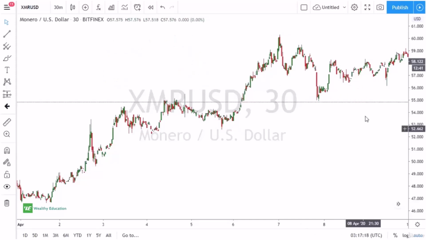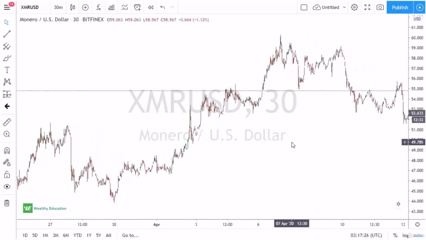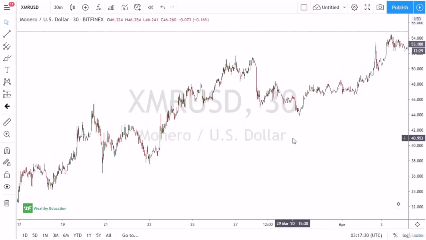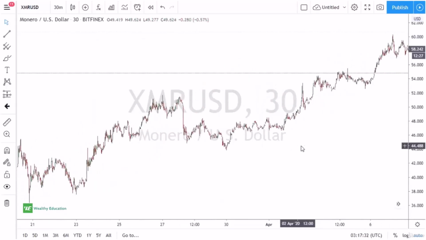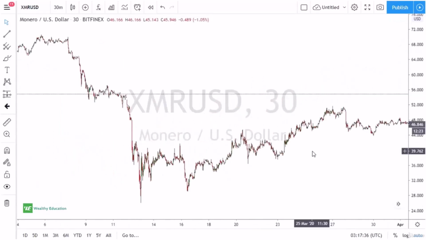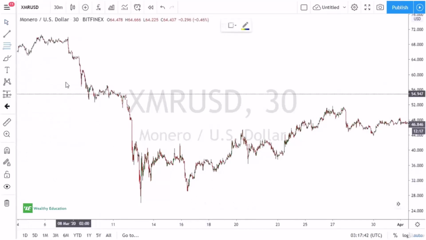So let's take a look at it in real life. Let's see really how we could have looked at this. So we are looking for swing lows and swing highs. It works in both directions. Again, though, it is somewhat subjective because you have to have everybody agree on what the swing low and the swing high is. You can see this is the Fibonacci retracement tool.